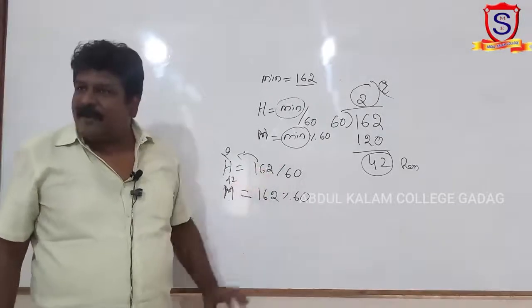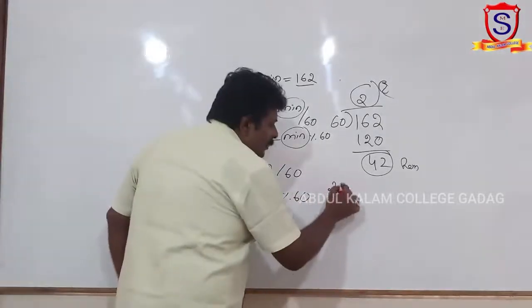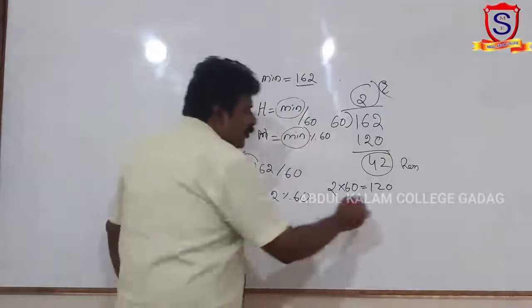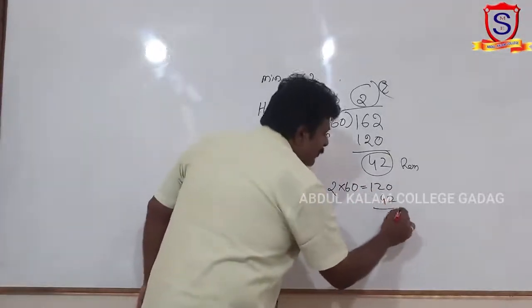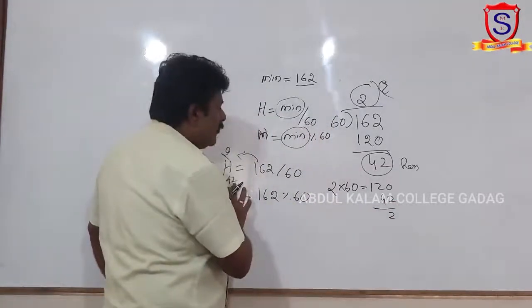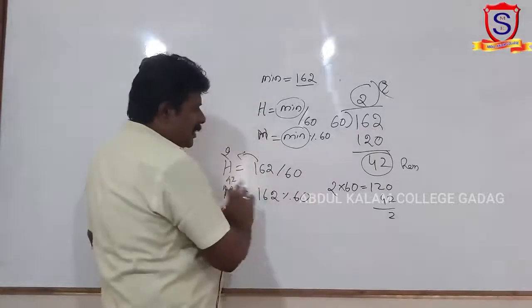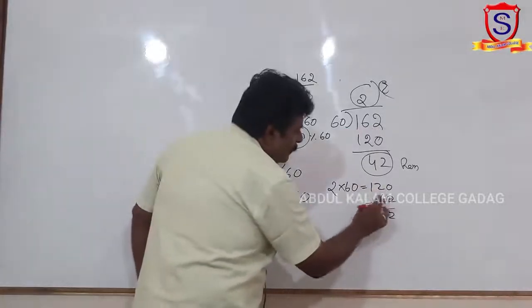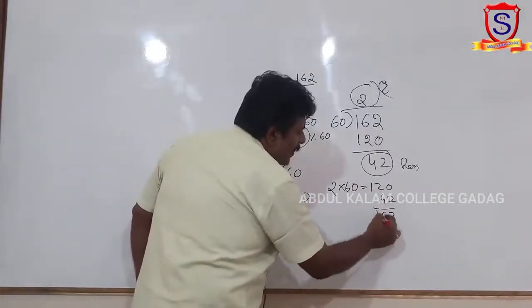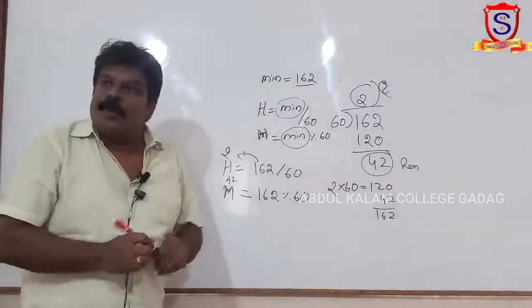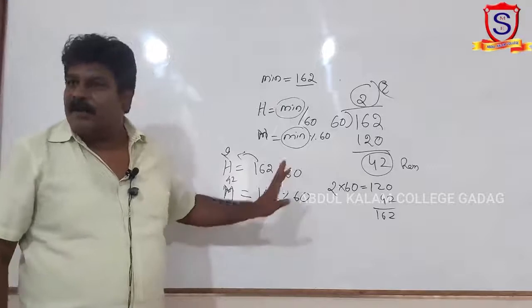Let's cross verify. 2 into 60 will give you 120, and after that we have 42 minutes. And what will you get? Sorry, 42 or 41? I had taken 162 over here. Yes. So here plus 42 gives 162. Understood? When you do it in reverse, you get it correct.